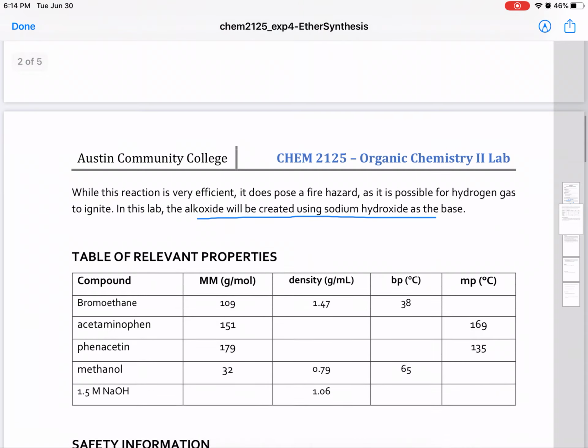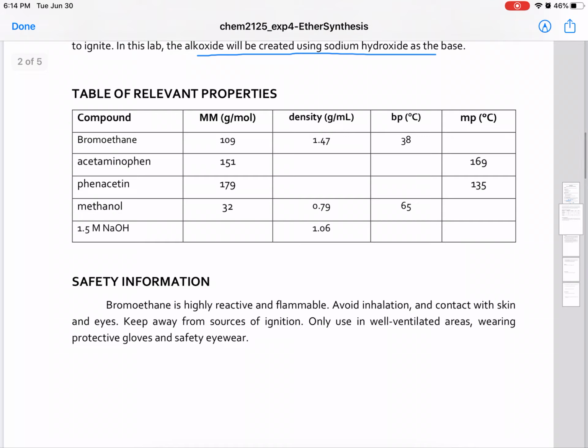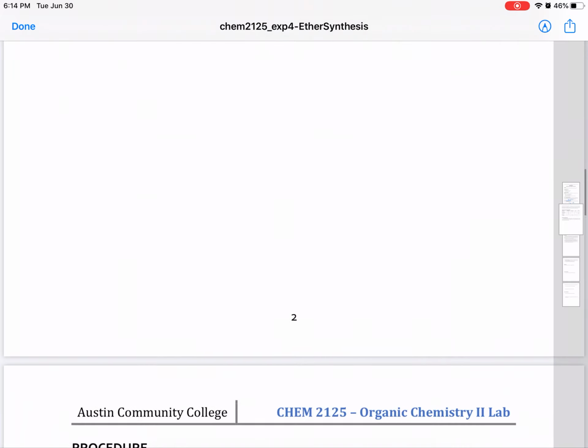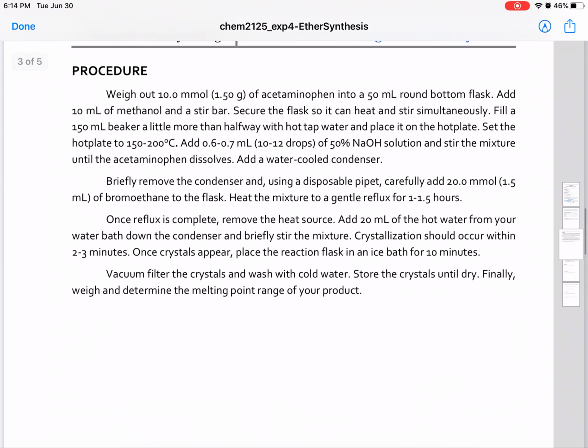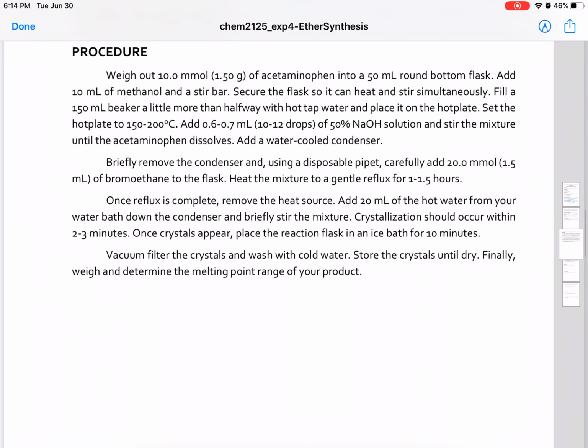And these are the molar masses given to us: bromoethane, acetaminophen, phenacetin. Density, boiling points and melting points are also given. And this is the safety information, and this is how we are going to set up the experiment.